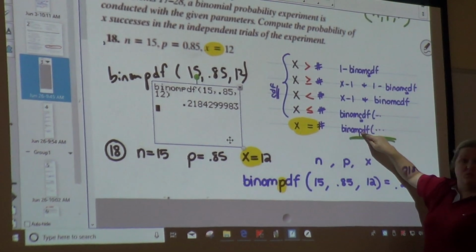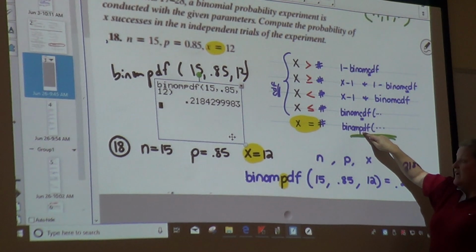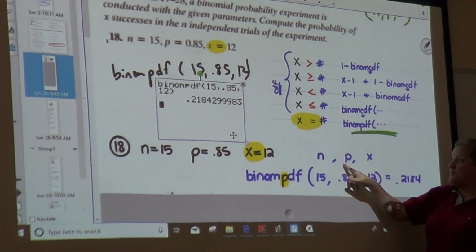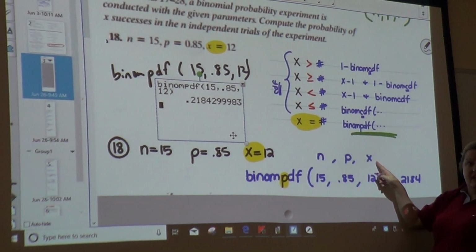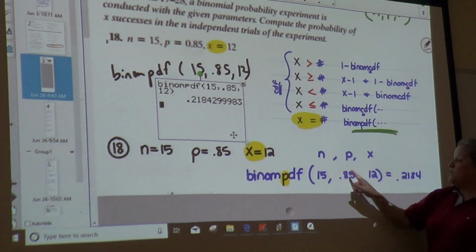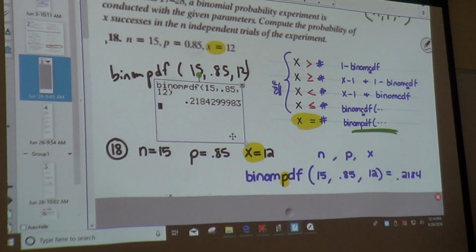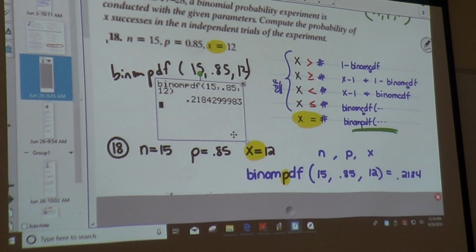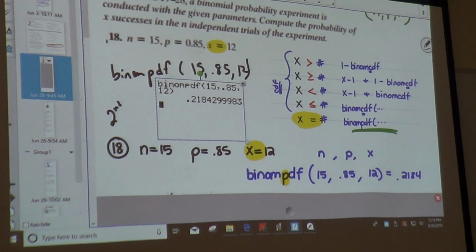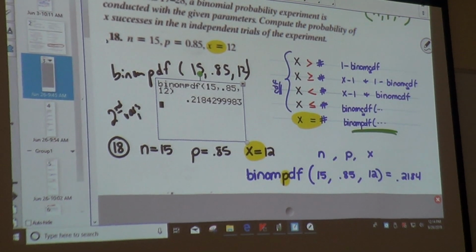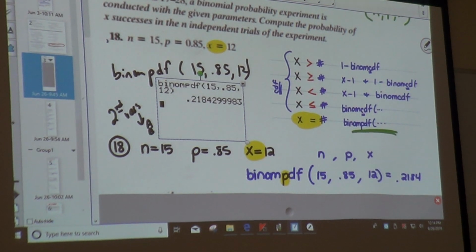Because it's an equal to, that's what's telling us that we're doing the PDF. And the PDF, remember they're in alphabetical order. We do the N, the P, the X, and we just type it into our calculator. The way that we got to it is we hit second bars, and we went down to either A or B, or we went down to 0 and A. We good with that one?